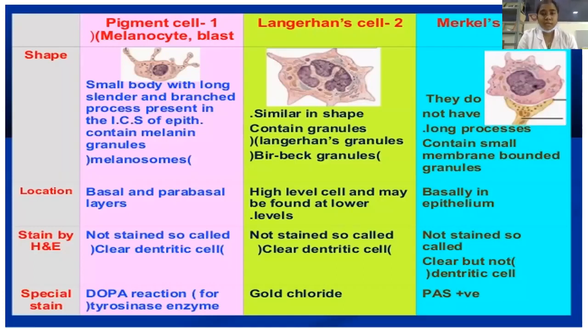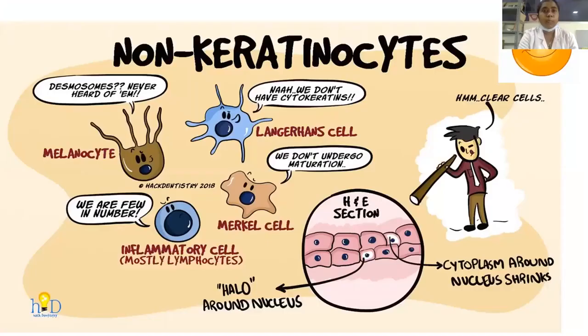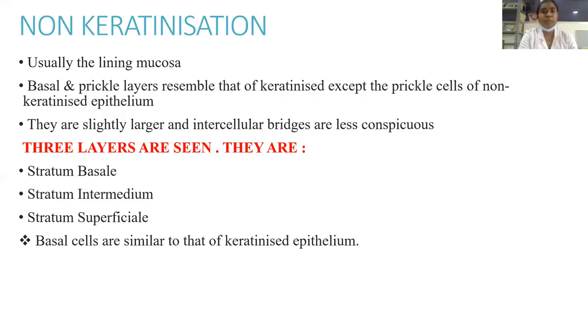So this is just a tabular column describing the melanocyte, Langerhans and Merkel cells with some similarities, and it will be easier to remember. So what are non-keratinocytes? Just an animated picture.